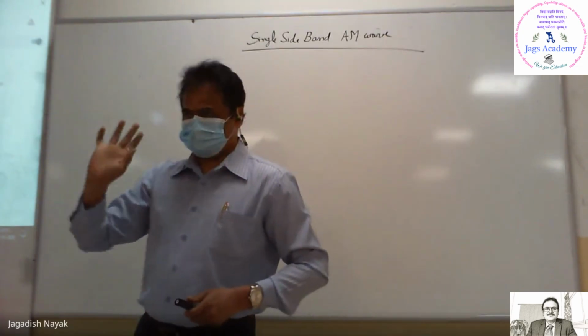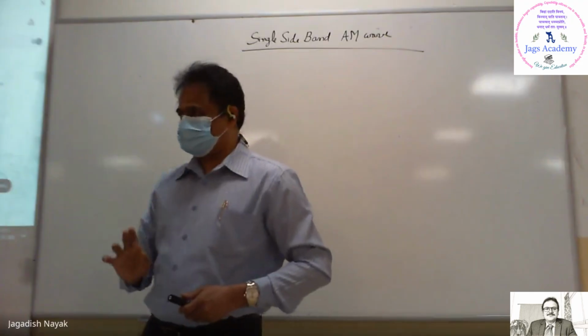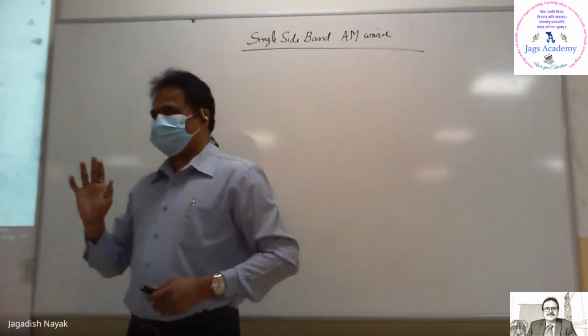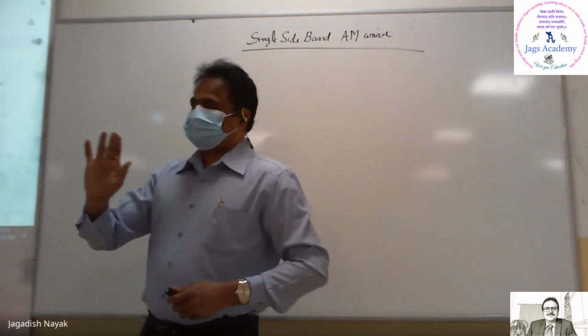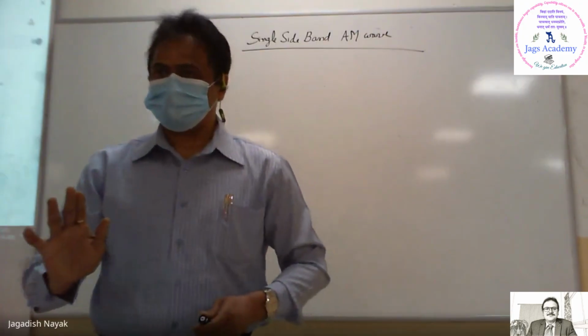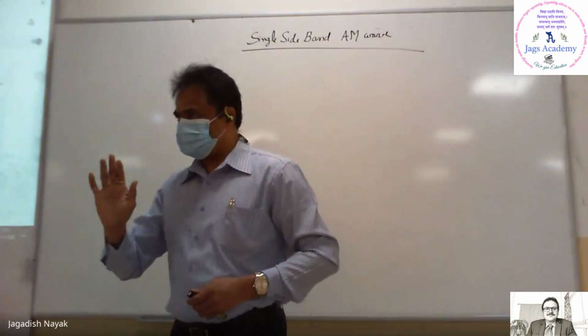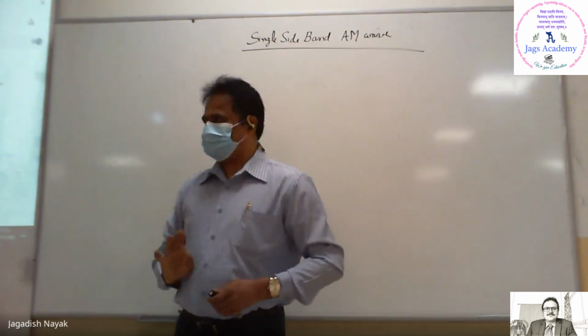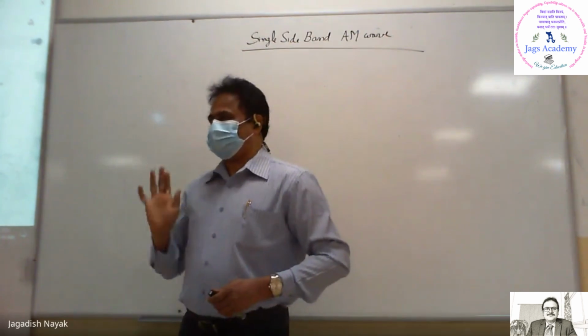Simply filter out using a band pass filter, right? One of the sidebands will be removed. I have explained this in the last class, hope you all understood. Simply frequency domain filtering, we can remove one of the sidebands.